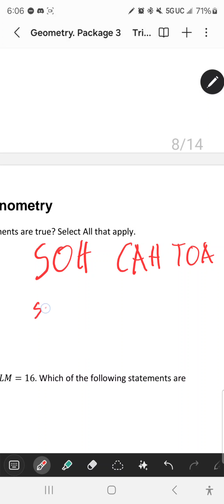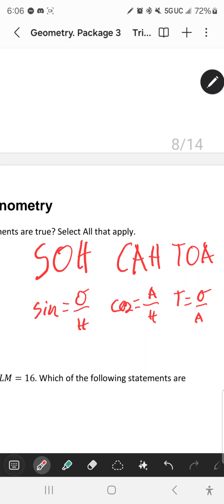So, sine will be equal to opposite over hypotenuse. Cosine will be equal to adjacent over hypotenuse. And tangent equal to opposite over adjacent.